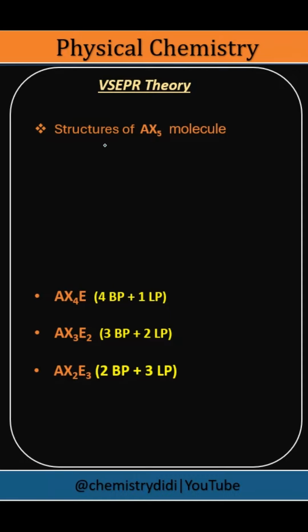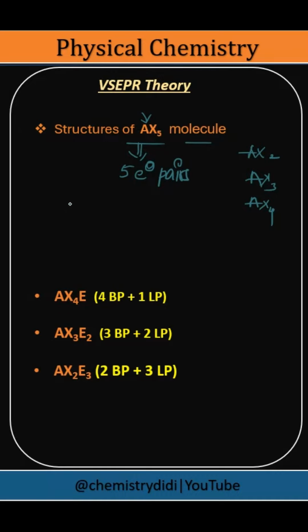Hello everyone, let's try to learn the structures of AX5 molecules in this particular short video. I have already covered AX2, AX3 and AX4 molecules and their structures in detail in my previous video. You can check those. And just tell me, how many electron pairs are there in this particular molecule? 5, right? 5 electron pairs are there. And here in this case all are bond pairs.